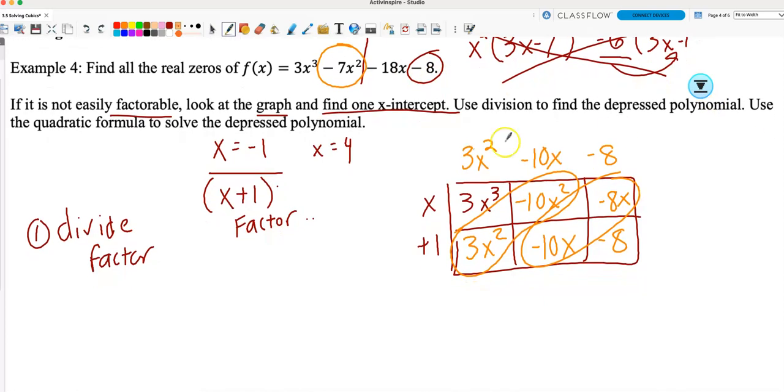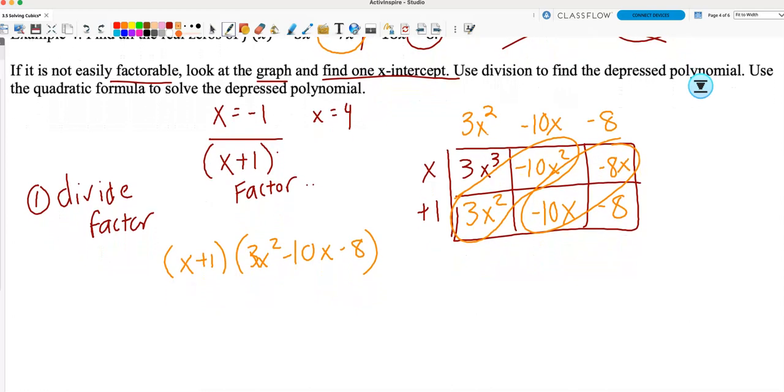Okay, so I knew x equals negative 1 was an x-intercept. Therefore, x plus 1 was a factor, and then I factored it. So I've turned this problem into x plus 1 times 3x squared minus 10x minus 8. So I used one factor to find the other factor. Okay? I'm not done. I have to solve. This one, super easy to solve. Switch the sign, you get negative 1, which I already knew.